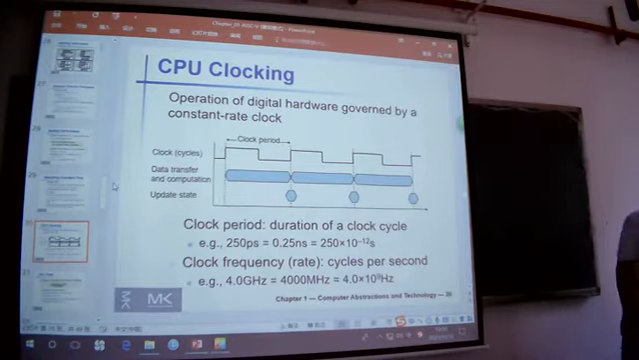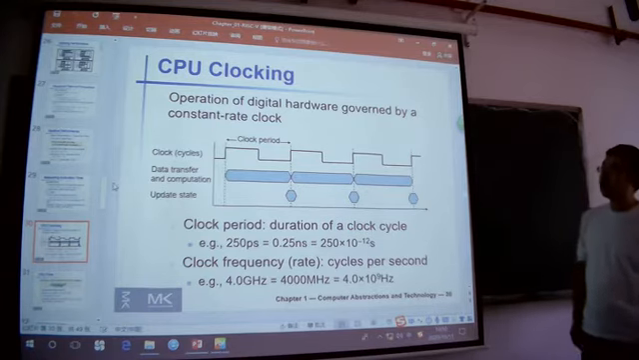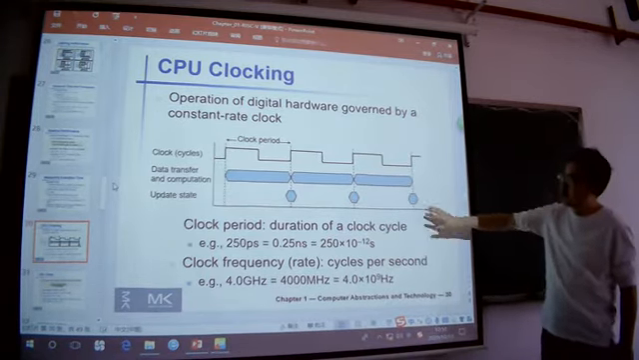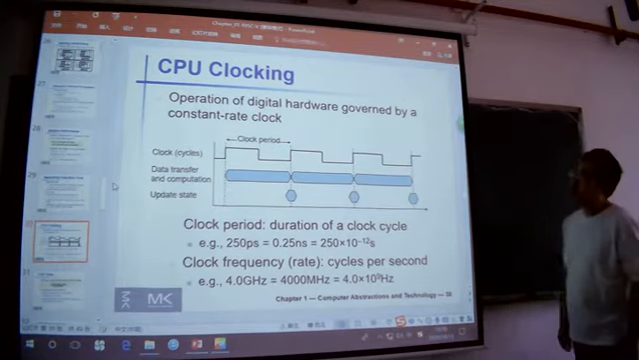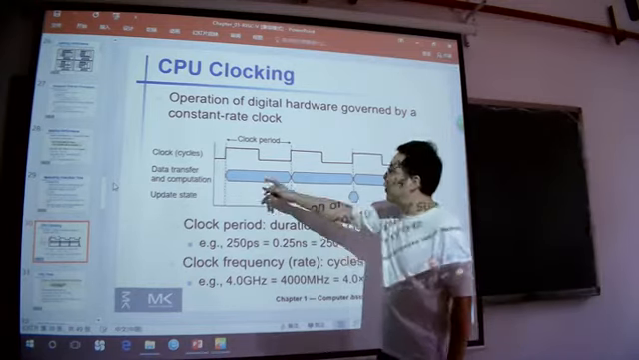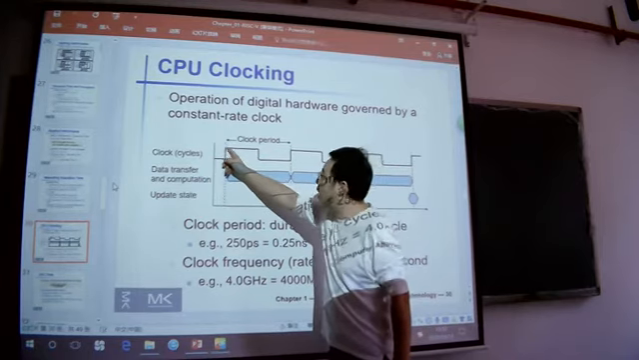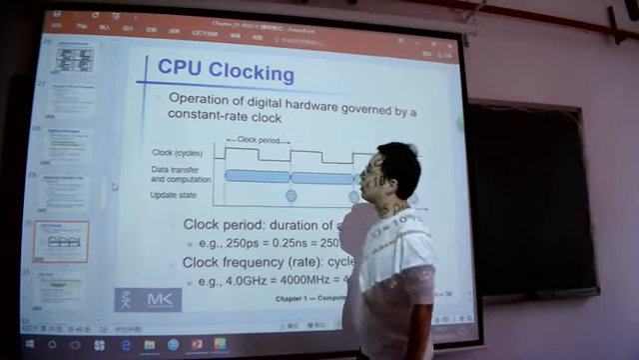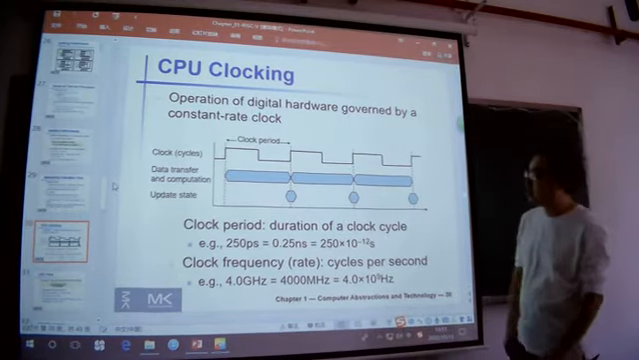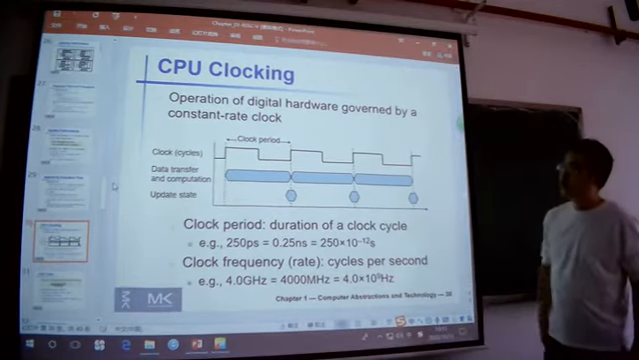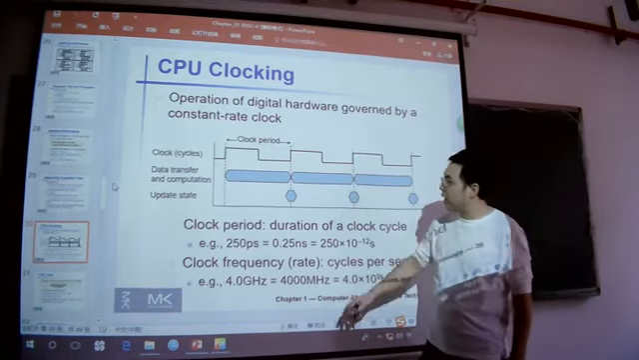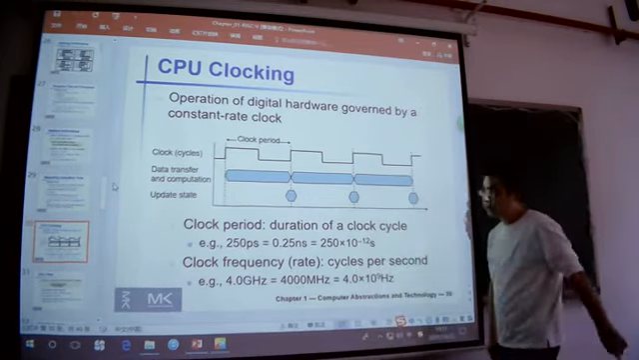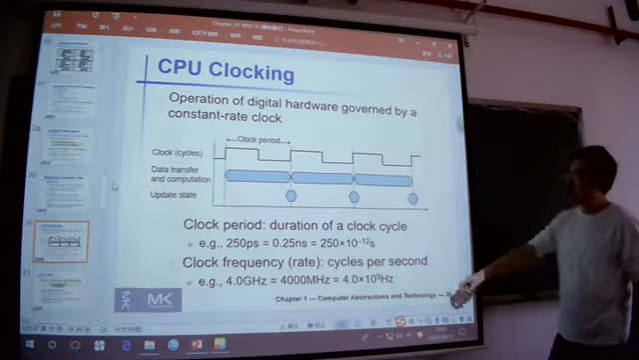CPU clocking is the operation of digital hardware governed by a constant rate clock. We can find 1 clock, 2 clock, 3 clock. The image shows the clock period. We call the clock cycles. In the clock period, we find 1 and 0, positive and negative. From the data transfer and the computation, we can find in the data flow that the time of the update state is very small. The clock period is the duration of a clock cycle.